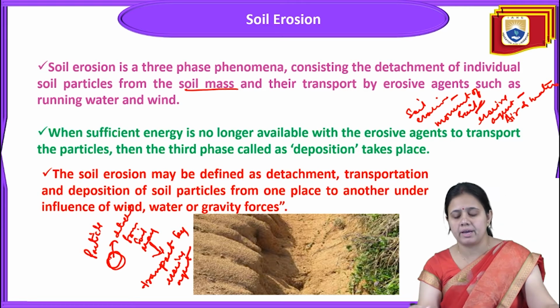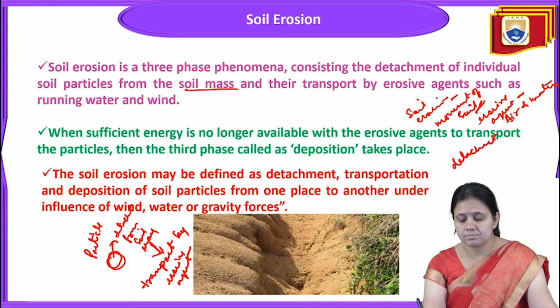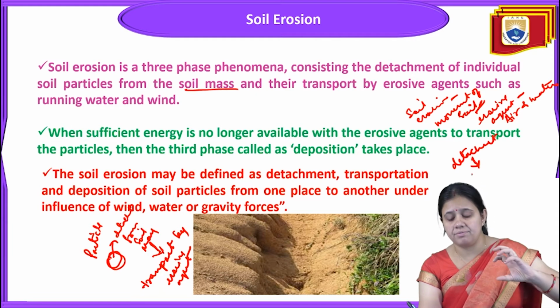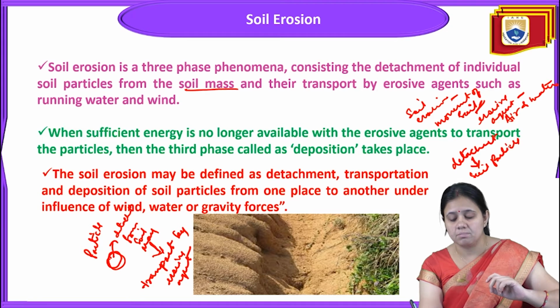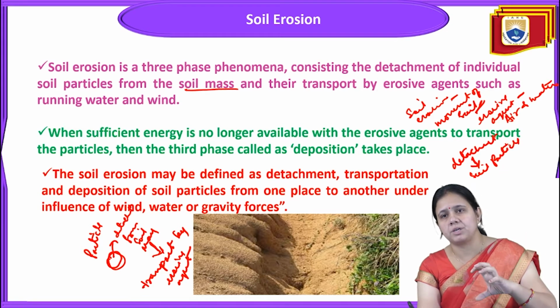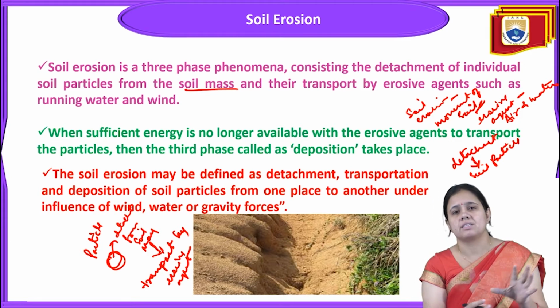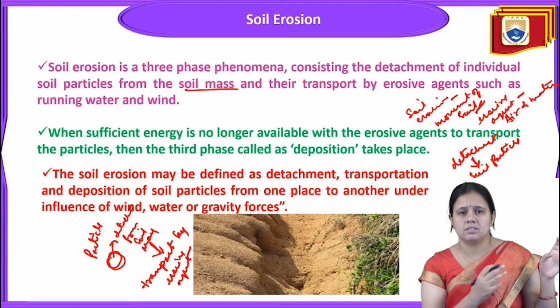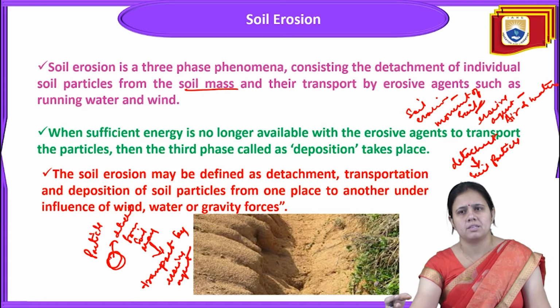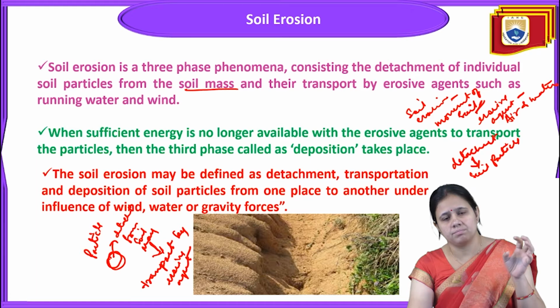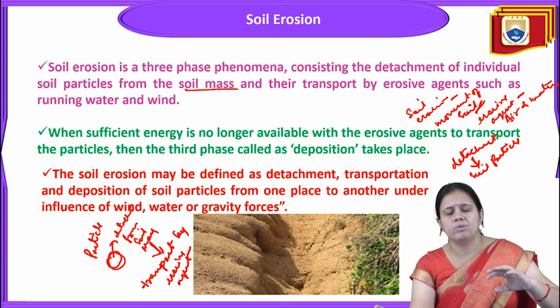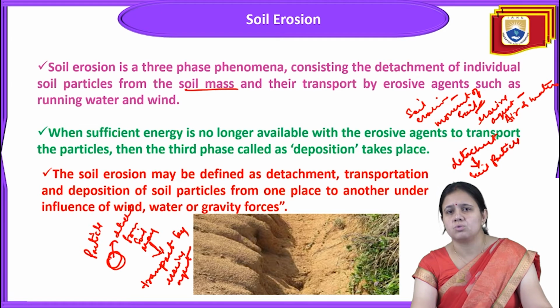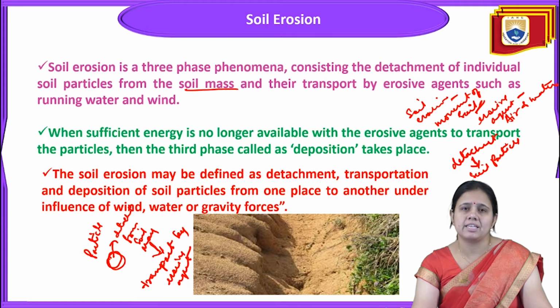First of all, the first phenomenon involved is detachment: the detachment of soil particles from the soil mass. Then comes transportation by an erosive agent. What are the erosive agents? Wind or running water. Then the soil particles are transported from this place to another place, and then comes deposition at some place, when the wind speed is reduced or water is not present, and the particles stop at that place. This is called deposition.